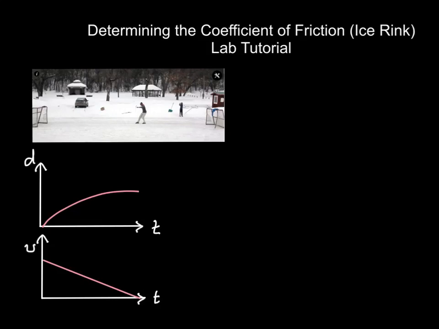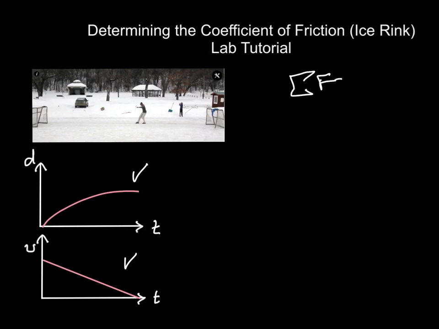Welcome to this tutorial to help you finish the pivot lab about the coefficient of friction between the man's boots and the ice. At this point you should have the motion graphs that are pictured here. Hopefully you have trends like I have, a flattening curve on the position time graph and a falling line on the velocity time graph.